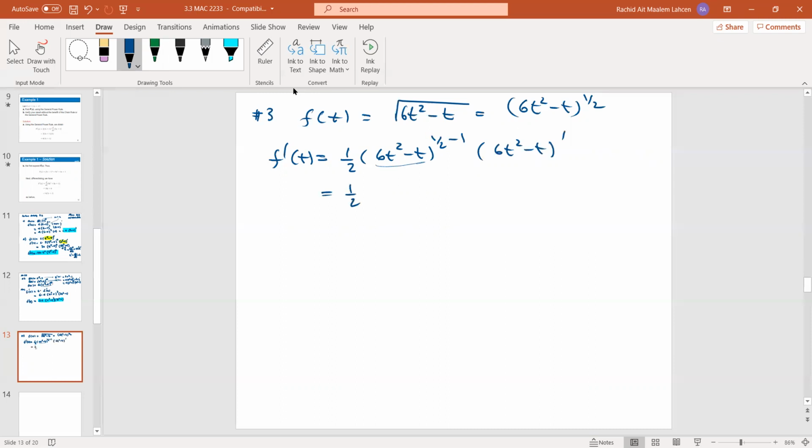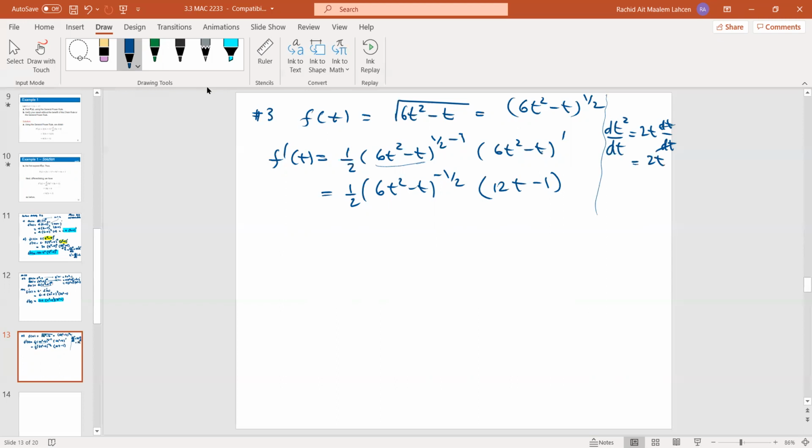So 1/2, and now we change this to 2/2, so it becomes negative 1/2. And this now it's just the power rule, 12t minus 1. So this is dt/dt to the power 1, right? So on the side, keep in mind that you're doing this. So 2t, dt/dt, if you use the chain rule, that's canceled.